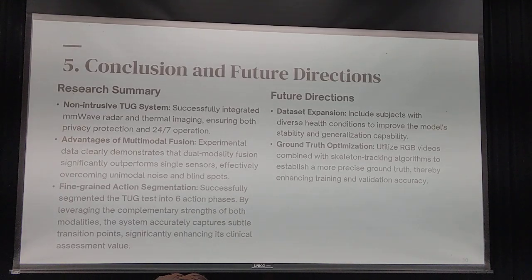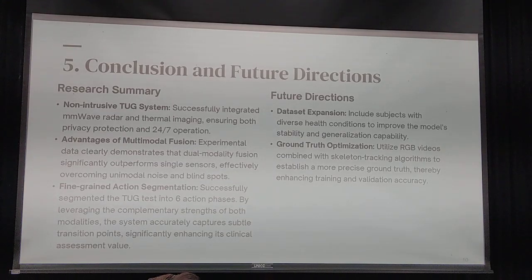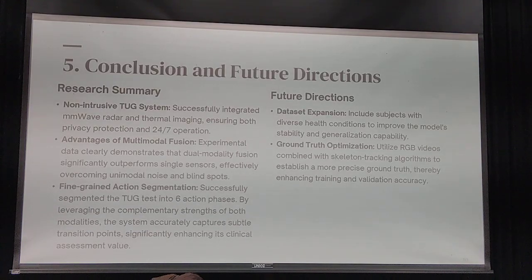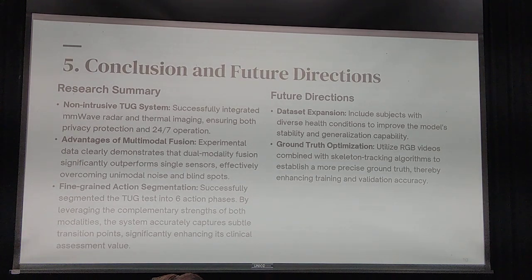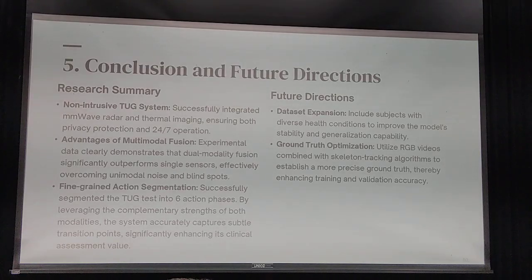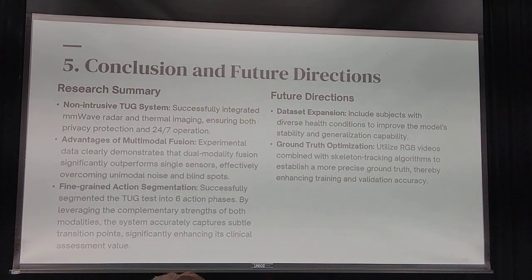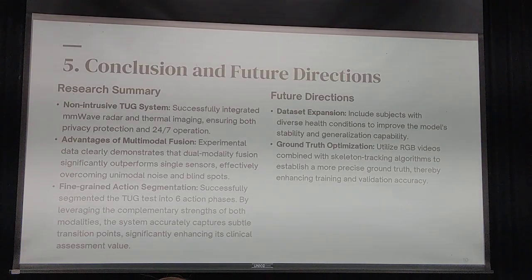Looking ahead, we have two main directions for future development. The first direction is dataset expansion. Including subjects with different health conditions and mobility levels will be crucial. This will further improve the model robustness and generalize across different populations. The second direction is to optimize our labels. In the future, we intend to use RGB video combined with advanced pose tracking algorithms to create even more precise labels. This will further enhance the accuracy of our model training and validation.